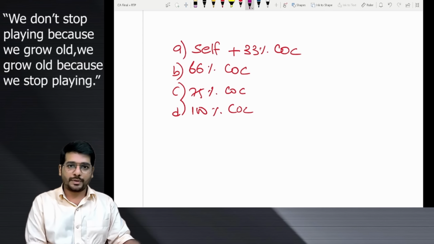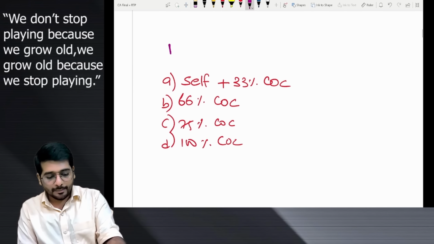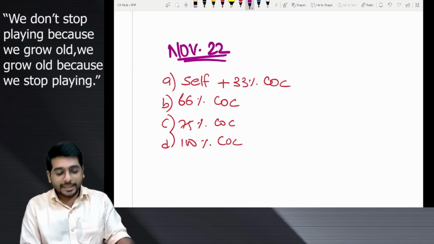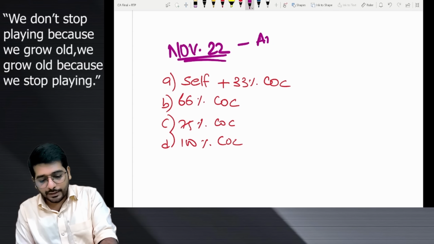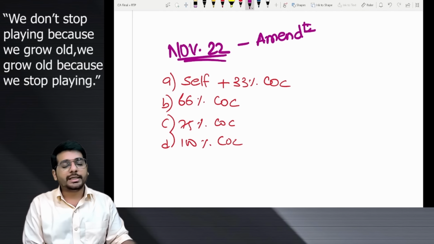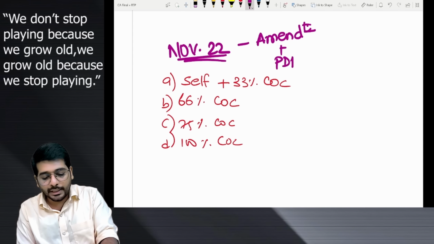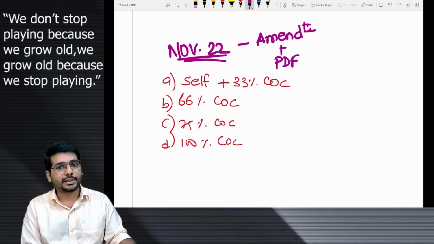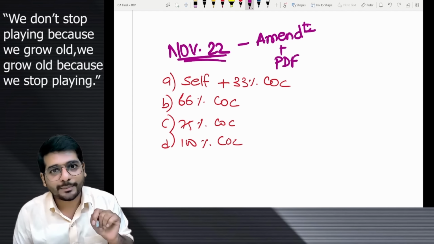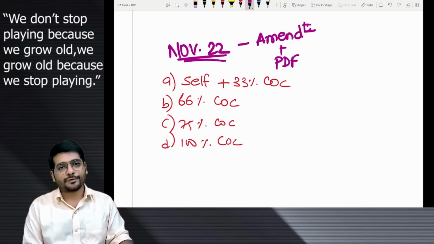For those who do not know, this particular portion is the latest amendment for November 22 exams. Yes, it is included in my amendment video also, which is also there on YouTube. Plus, it is also included in the PDF of amendments which I have already circulated. I hope you have received it. If not, get in touch with me through my website. I'll give you the link and everything. You can download everything from there. It's all there for you free of cost.